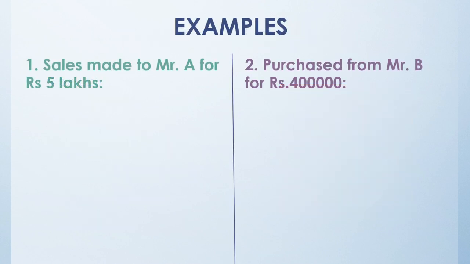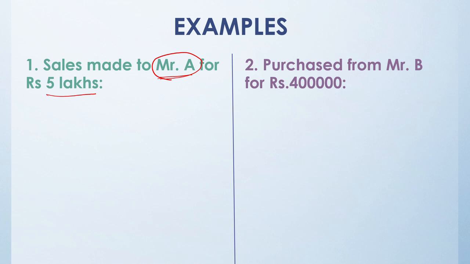The first example here is sales made to Mr. A for rupees 5 lakhs. So here we have to think about one thing: why is the name of the customer mentioned here? Because he has purchased from us, right? He has taken the goods from us and he is yet to make the payment. When a person is yet to make the payment, we are supposed to record his name in the books of accounts, or else we will not know whether he has actually paid the amount or not. So we are mentioning the debtor's name in our books of accounts.